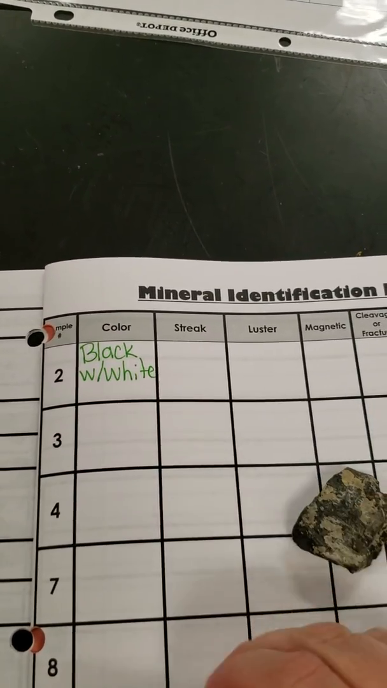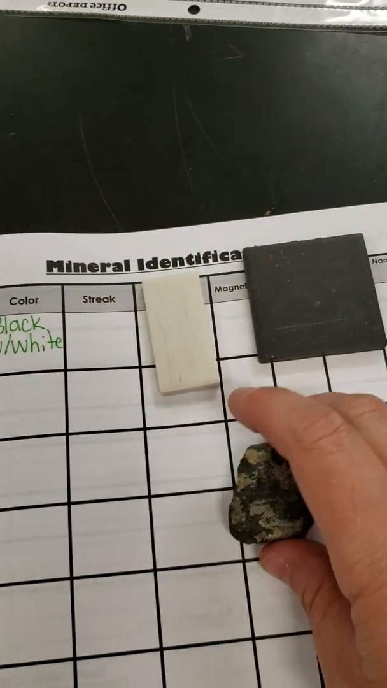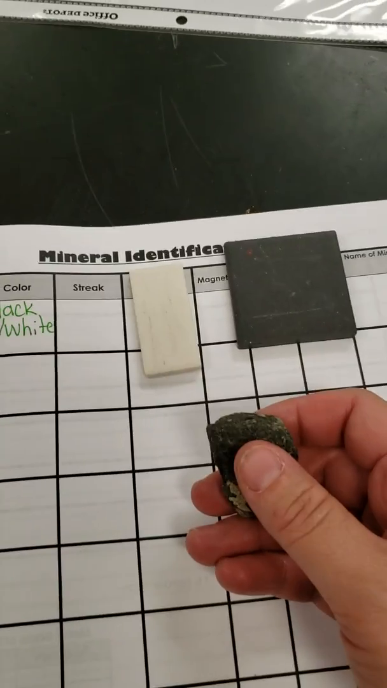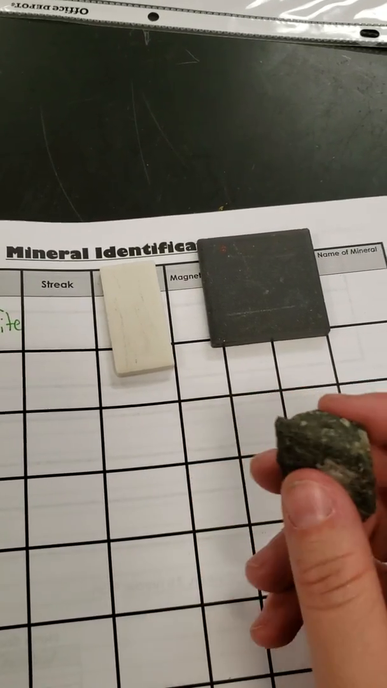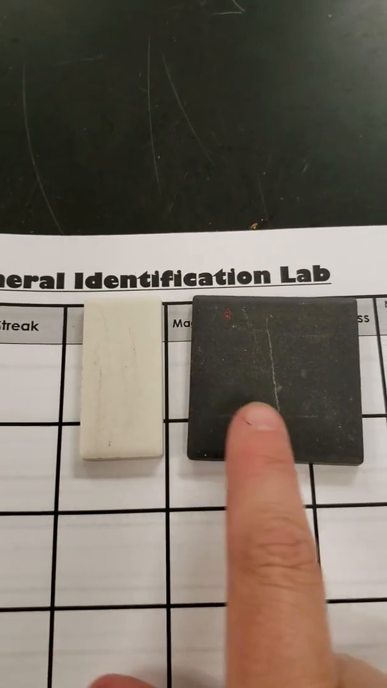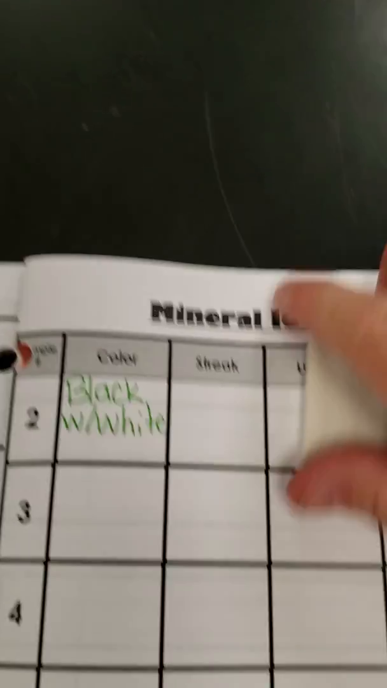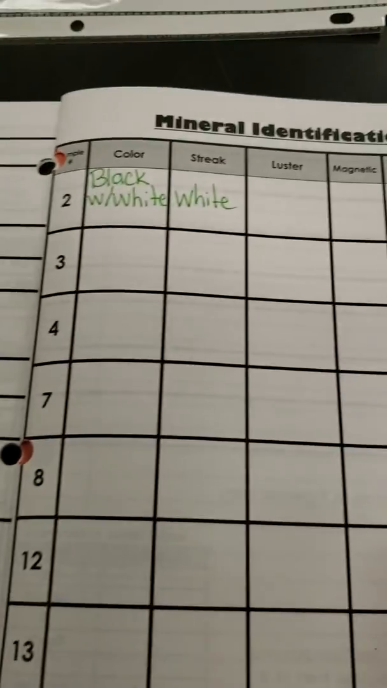All right, for the streak, we need to have our streak plates. And you would assume that this one would make a black streak or a powder, but you never know. So let's give it a shot and see what we got. Okay, so I did it on this one, and you can't see anything because look at that. The streak is white. Very nice. And you can see the powder on my finger. It definitely kind of looks white. So let's put that.